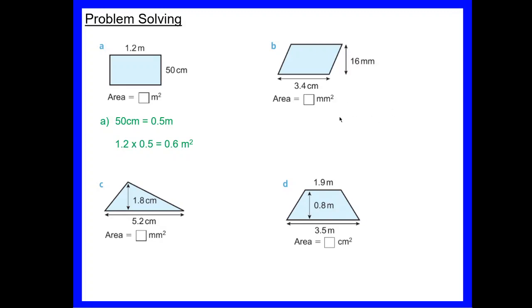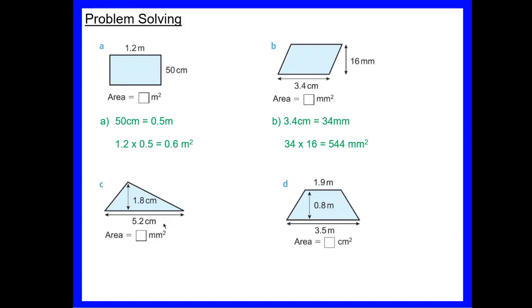For our second one then, we want the answer in millimeters squared. So the 16 is already in millimeters, but we've got this one in centimeters. Because I've got two different units, I'm going to convert this one to millimeters first. So 3.4 centimeters is 34 millimeters. We've times it by 10 to get to millimeters. And now we can find the area. The area of a parallelogram is the base times the perpendicular height. So that's 34 times 16, which is 544 millimeters squared.